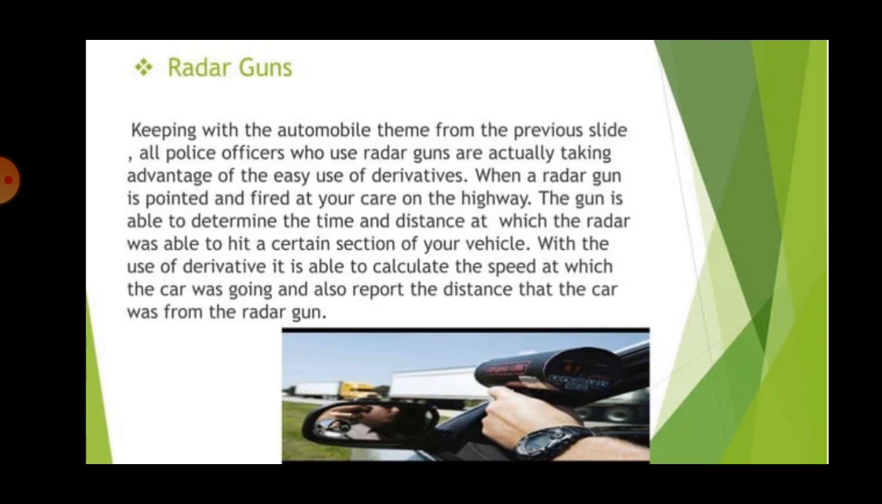The second one, radar guns. Keeping with the automobile theme from the previous slide, all police officers who use radar guns are actually taking advantage of the easy use of derivatives. When a radar gun is pointed and fired at your car on the highway, the gun is able to determine the time and distance at which the radar was able to hit a certain section of your vehicle. With the use of derivatives, it is able to calculate the speed at which the car was going and also report the distance the car was from the radar gun.